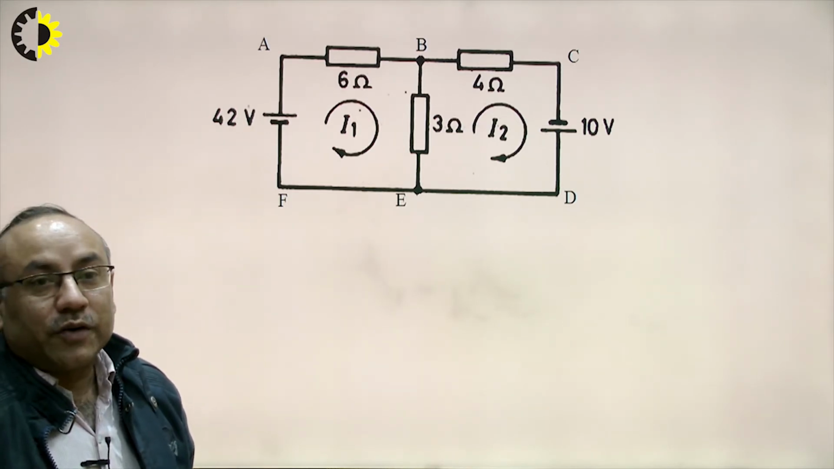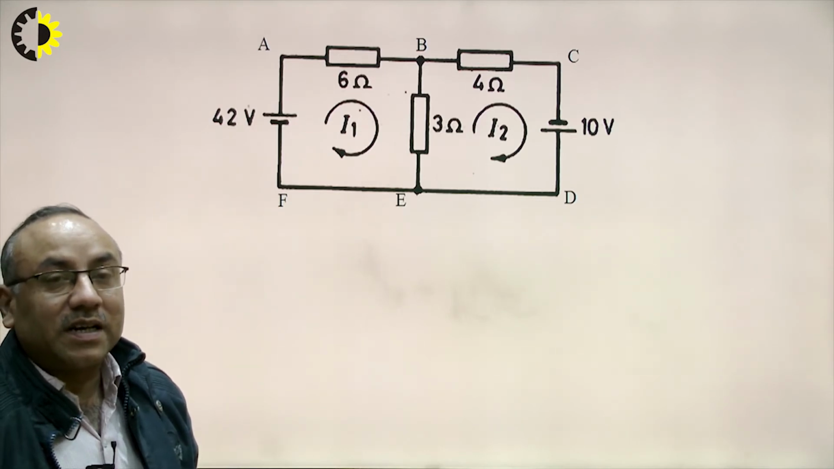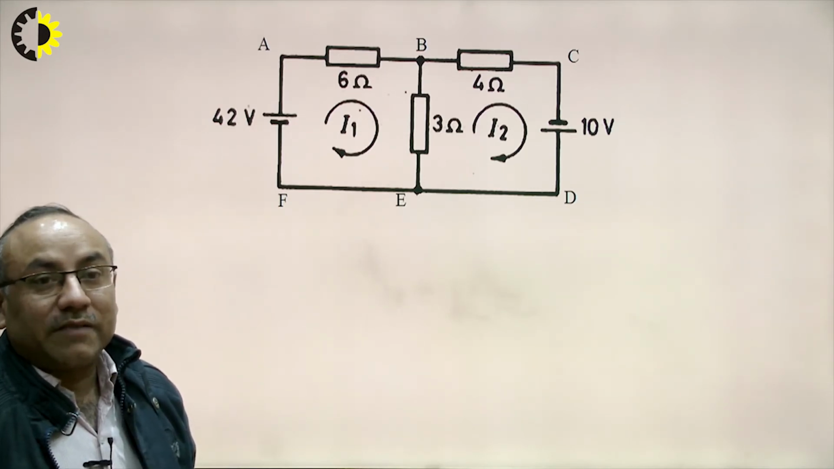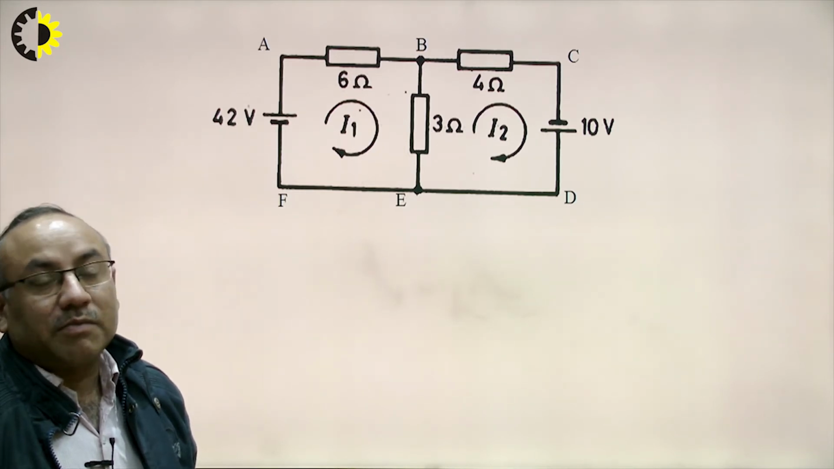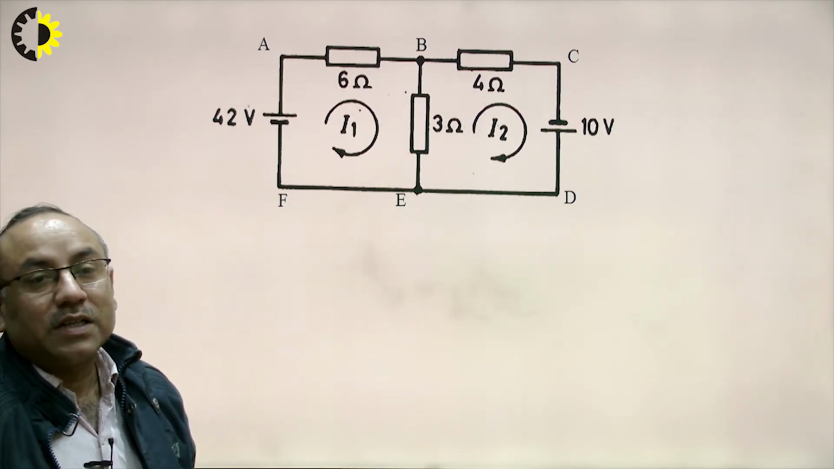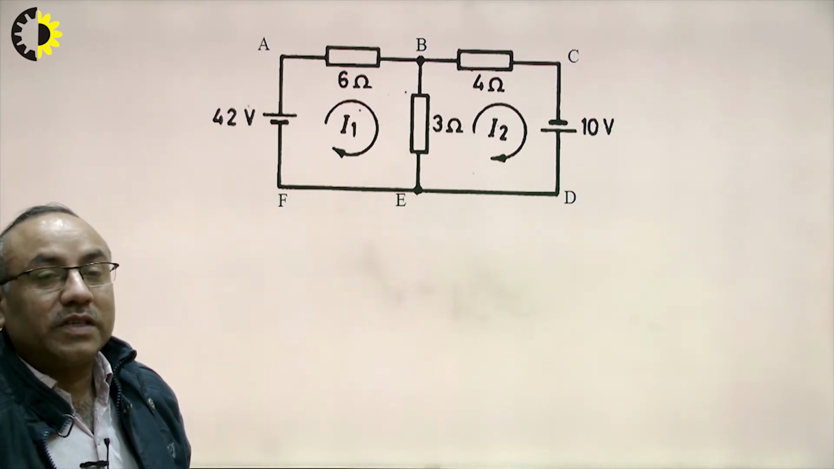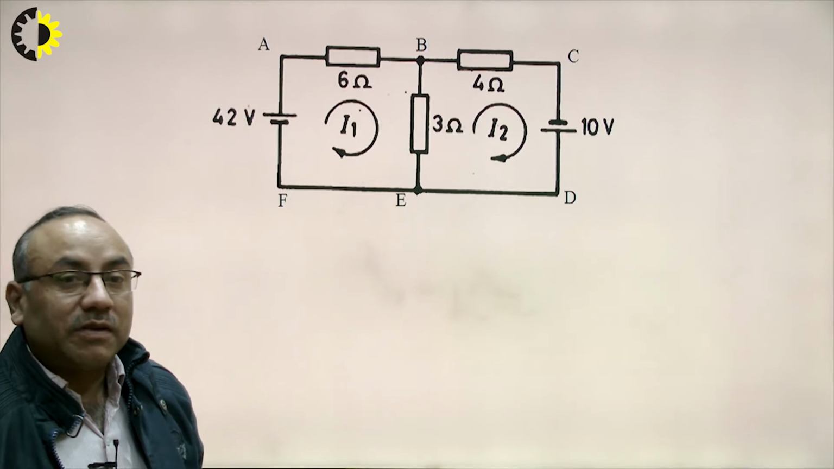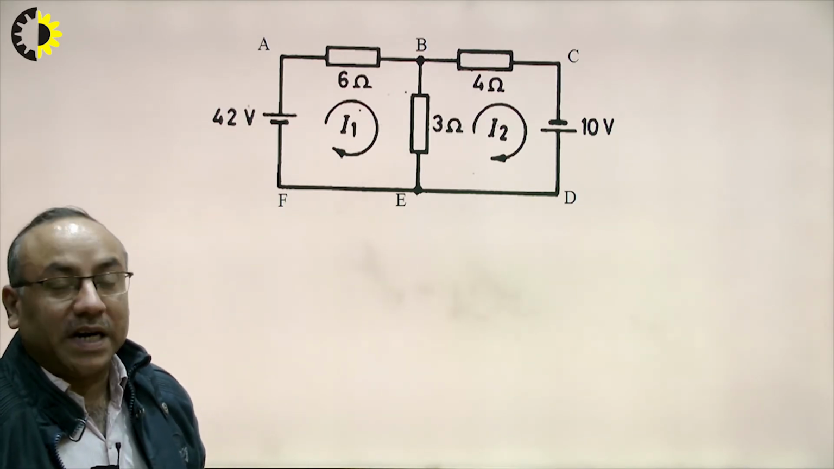Before going to that, let us see what a mesh current is. Mesh current is the current which passes through all the elements or branches in the mesh. So, the current I1 in mesh number 1 will pass through the 42 volt battery, the 6 ohm resistance and the 3 ohm resistance. Similarly, the current I2 in the second mesh will pass through the 3 ohm resistance, the 4 ohm resistance and the 10 volt battery.